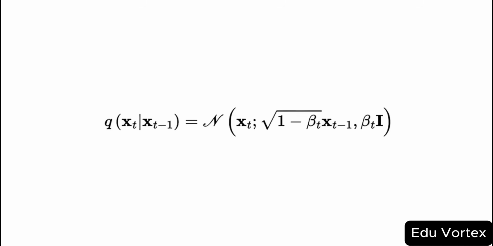Now, because the bell curves all look pretty much the same, all you have to do is define two things. The mean, which is the center of the bell curve, and that's given by the square root of 1 minus beta t and so on, and the variance, which is given by beta t, which is how spread out things are from the average value. Now, that's pretty much all the mathematics we need to cover.